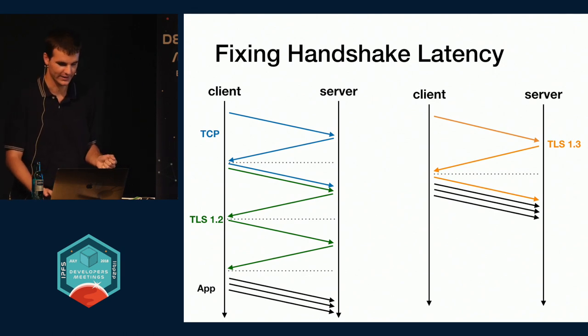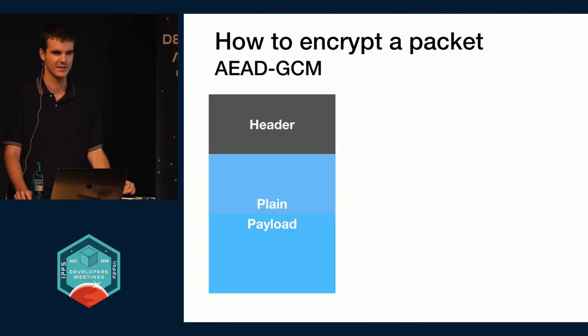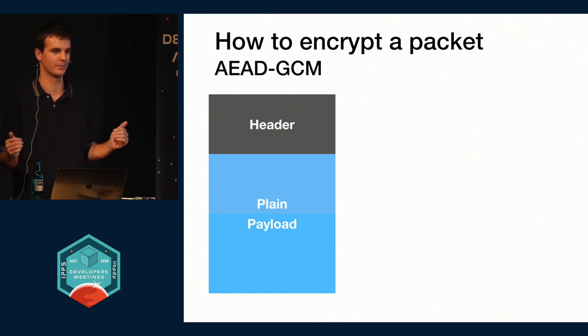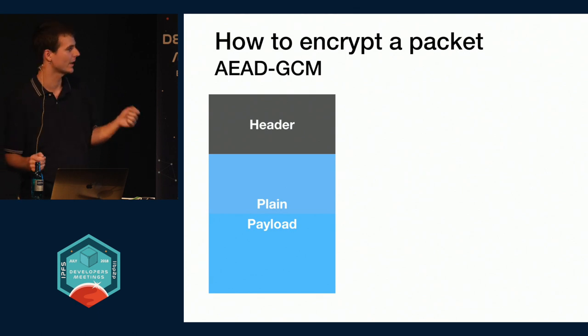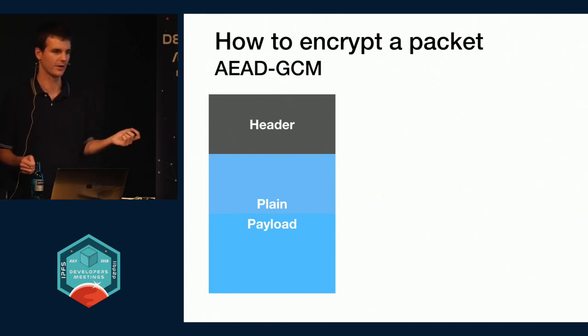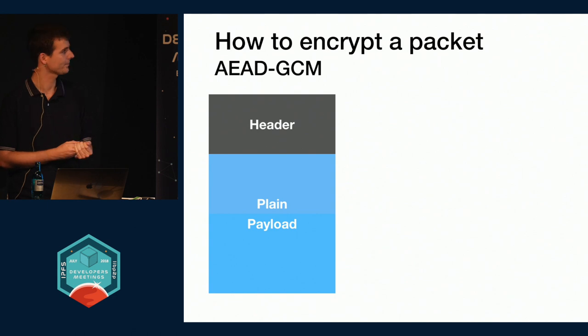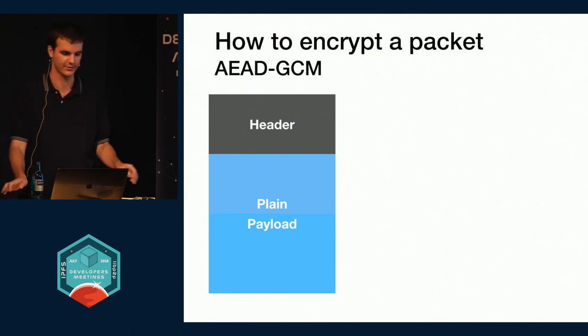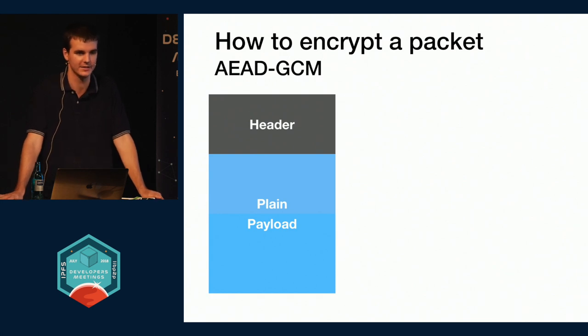So in QUIC, TLS, as soon as the handshake completes, just exports a key, the session key, to the QUIC layer. And then the QUIC layer deals with encrypting and decrypting data. And data is encrypted on a packet level. So we use an AEAD, authenticated encryption with associated data, to do that.